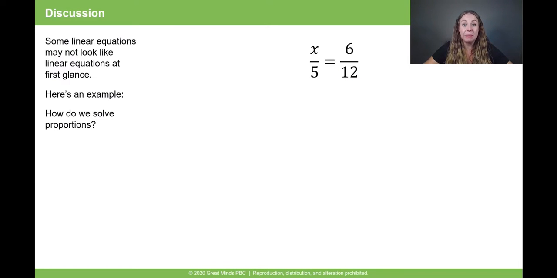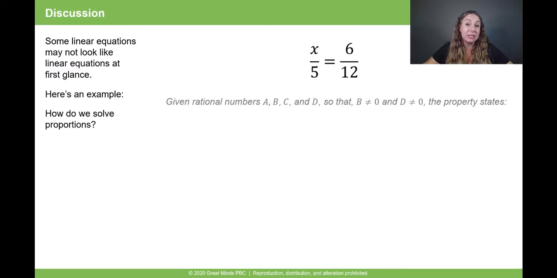We cross multiply because of the theorem: given rational numbers a, b, c, and d so that b is not equal to 0 and d is not equal to 0, the property states if the fraction a divided by b equals the fraction c divided by d, then AD equals BC.